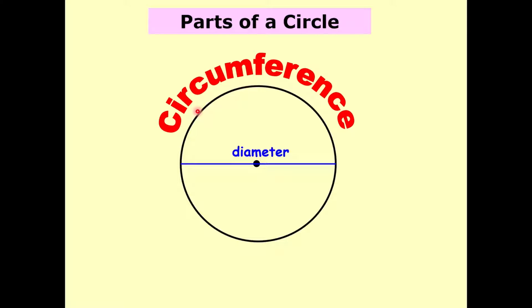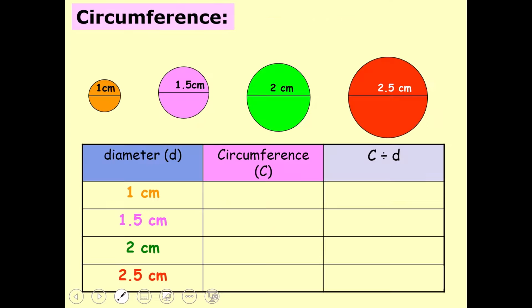And if you figure out what half of the diameter is, so it could be from the centre out to the circumference, or it could go anywhere else, but it is half of the diameter, that is what we call the radius. So we've got the circumference all the way around the outside, straight through the middle from one end to the other is the diameter, and half of the diameter is the radius.